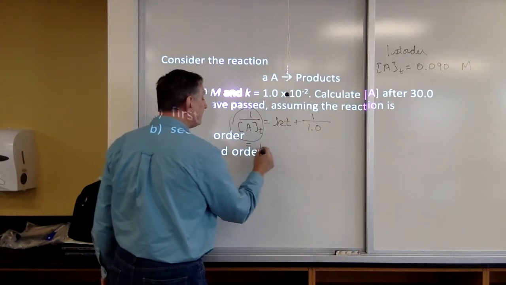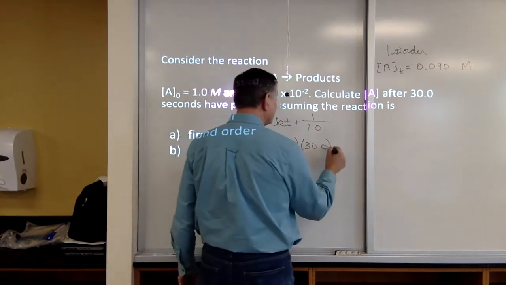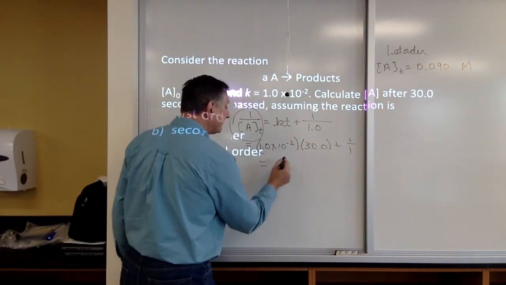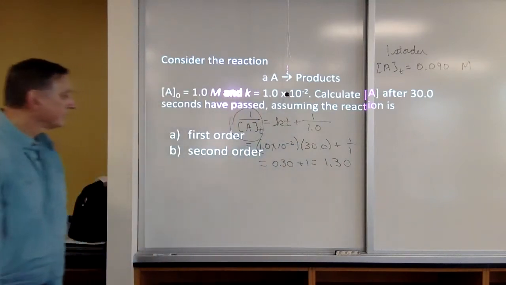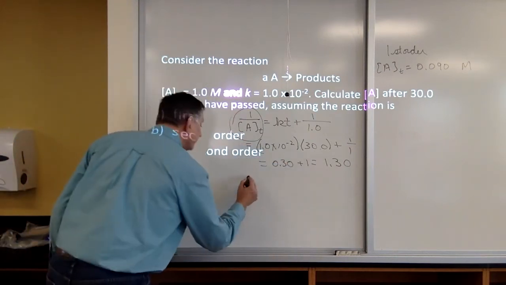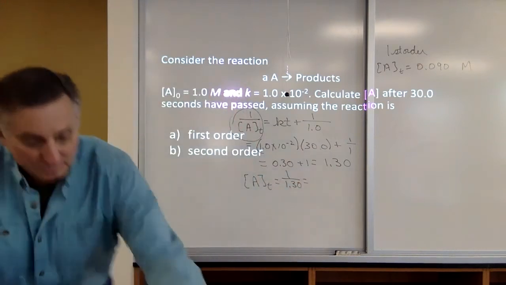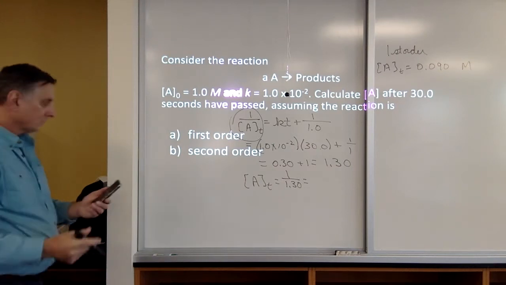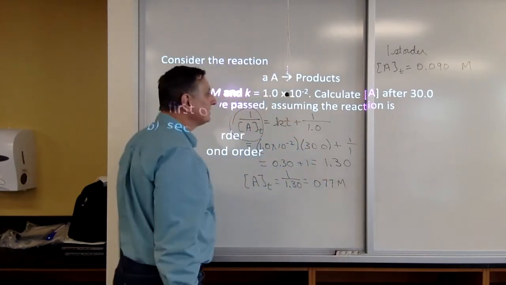So this is equal to 1.0 times 10 to the minus 2 times time plus 1 over 1, which of course is 1. Now this times that is 0.30 plus 1 equals 1.30. So 1 over A at time t is equal to 1.30. I would just take the reciprocal of that. 0.769, 0.77.